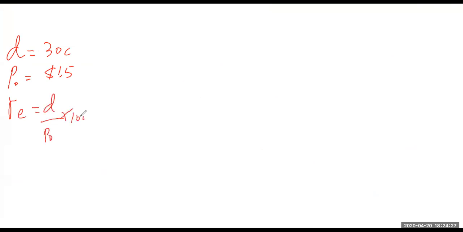Okay, so we are told that the dividend is 30 cents. We are told the ex-dividend price P naught is equal to 1.5 per dollar. So we now have to get the cost of equity. Therefore the cost of equity, applying the model, is Re equals D divided by P naught. We express this as a percent.